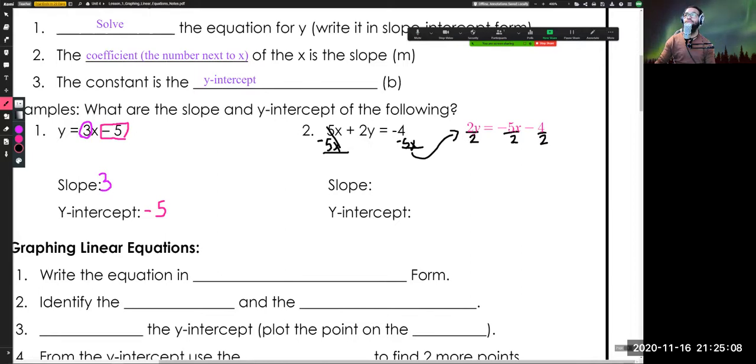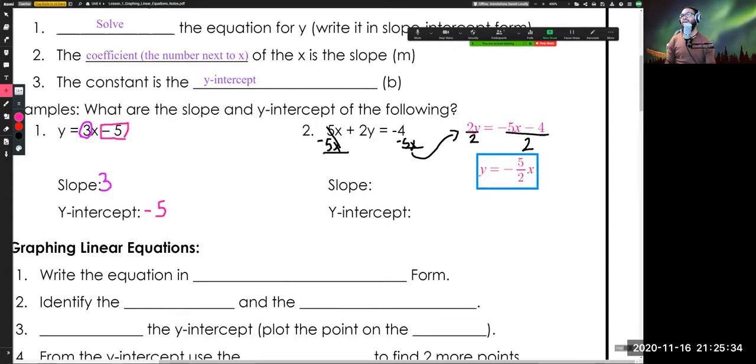I like it because you can also just write it like this, all over 2, but you also have to remember that this 5x is divided by 2 and this negative 4 is also divided by 2. And what you get once you do that is y equals negative 5x over 2, which is just going to be that same thing. Those can't reduce at all. Negative 5 over 2, and my x always goes on the outside. And then this negative 4 divided by 2 is going to give me a negative 2. All right. So now we have solved this equation and put it in slope-intercept form.